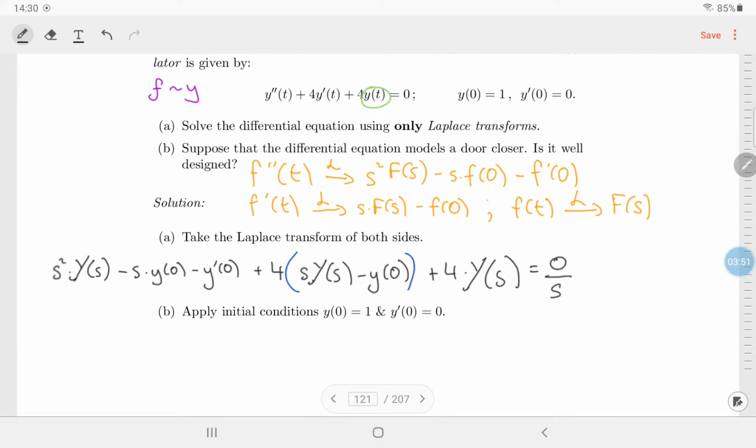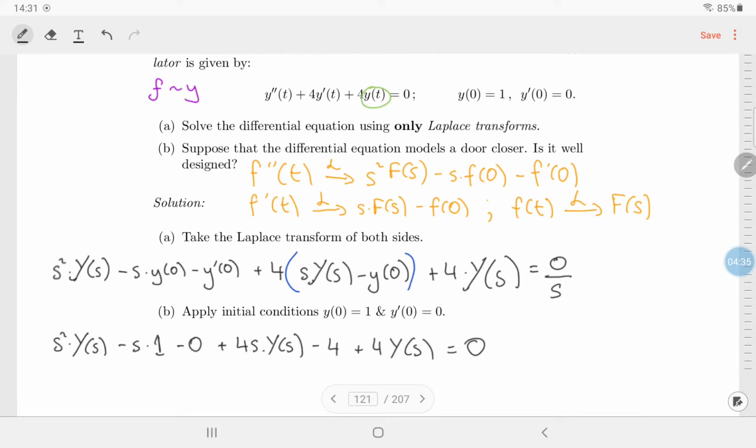So now we apply the initial conditions, that y of 0 is 1 and y dash of 0 is 0. So I get s squared times big Y of s minus s times 1 minus y dashed of 0, which is 0, plus, now I'll multiply this out. You have to multiply the y of 0 inside the bracket by 4 as well. If you don't, it's incorrect. It's a mistake that a lot of people make. So you get 4 times s times big Y of s, and then 4 times minus 1, which is minus 4, plus 4 times big Y of s equal to 0 divided by s, which is just 0.